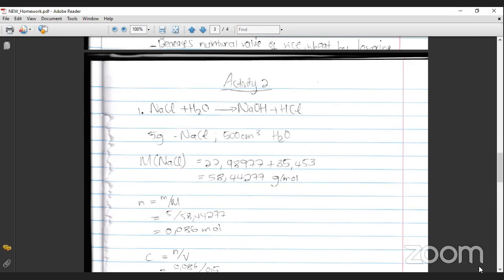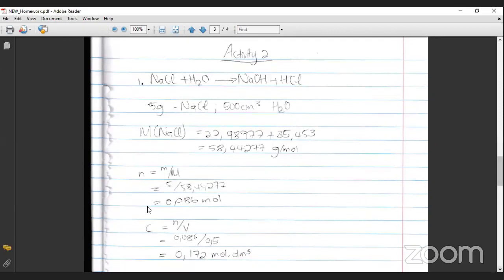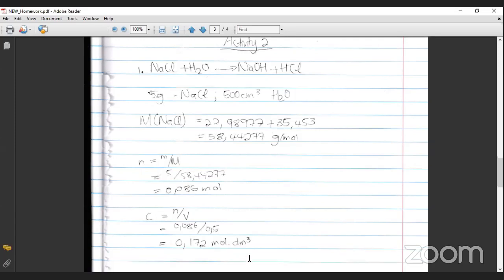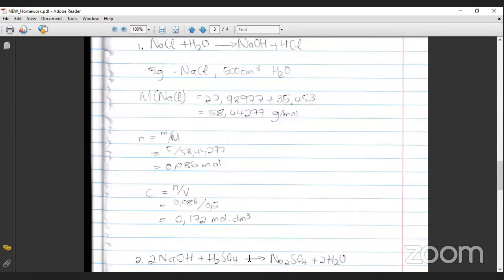And then now we need to find the concentration. Now that we have the number of moles, we can find the concentration. So it's going to be number of moles divided by the volume, which is 500, is going to be 0.5 if you convert it to dm cubed. And your answer will be 0.172 mole per dm cubed.